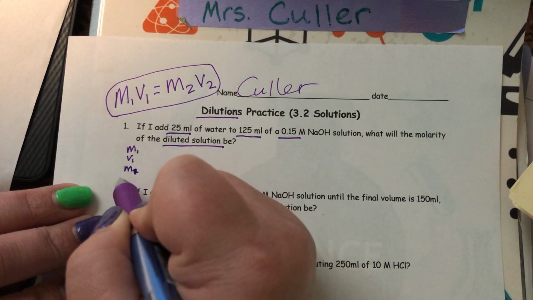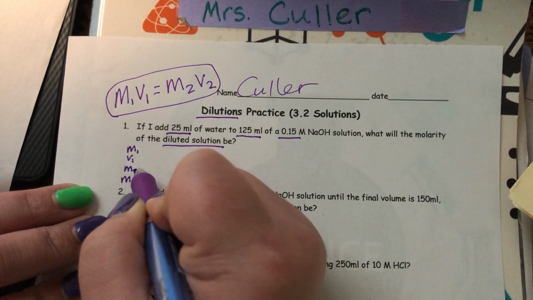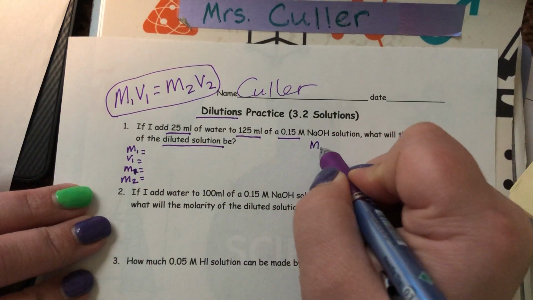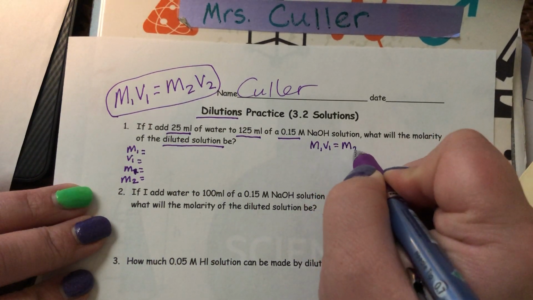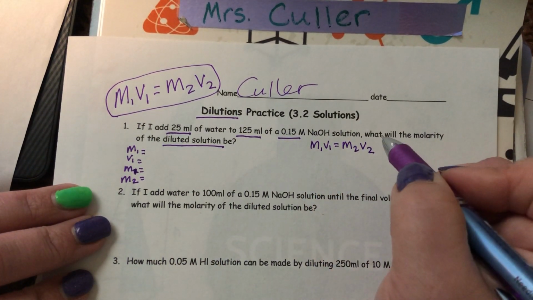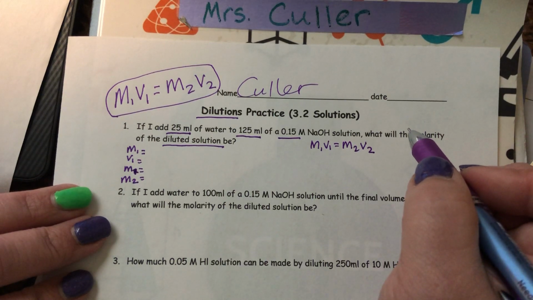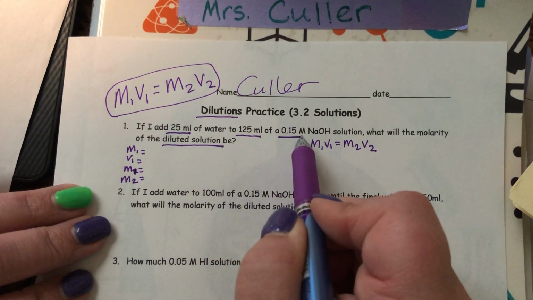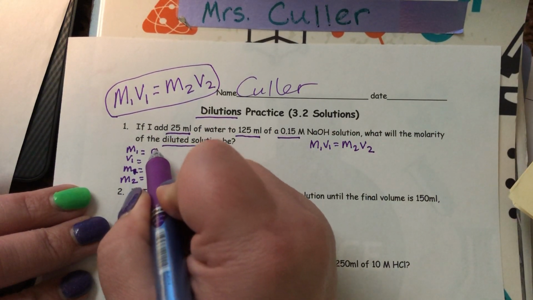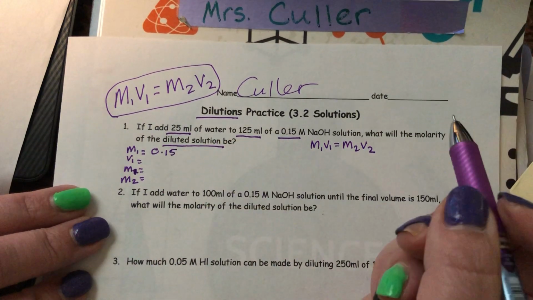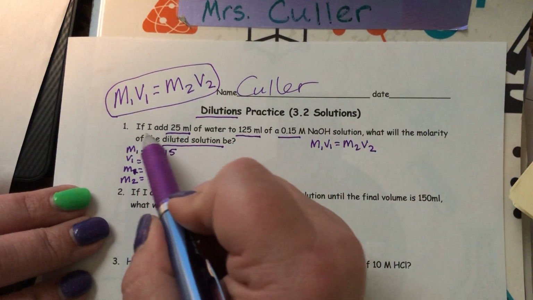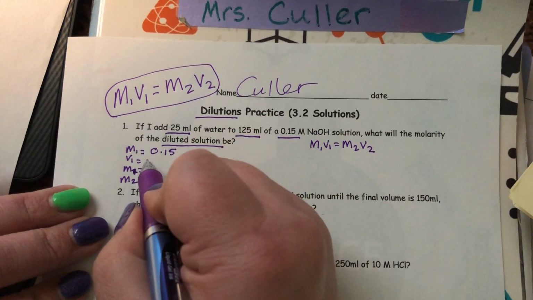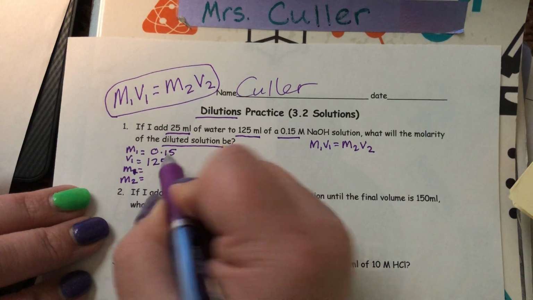Oops, that should be molarity 1 and then molarity 2. Every single time, write out your equation. Do not skip steps. The molarity 1 in this case: it says of a 0.15 molar solution, so that's the first molarity given to us. Now the first volume: it says if I add 25 milliliters of water to 125, well that means 125 was already there. So that's our first volume.